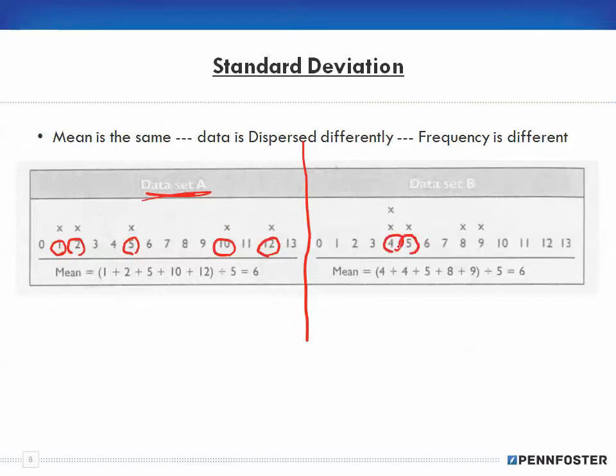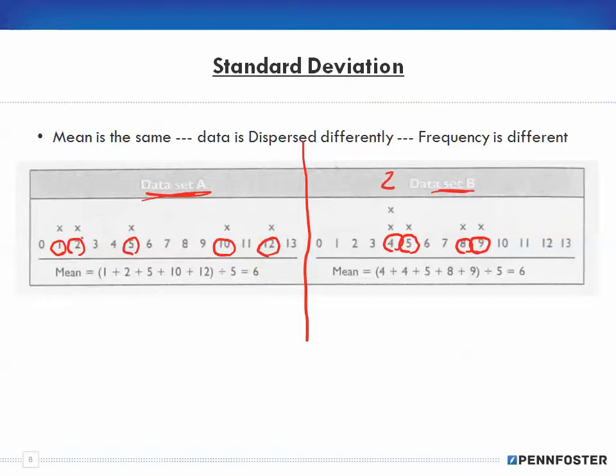you can see that the only numbers that were pulled out were a 4, a 5, an 8, and a 9. Okay, and in this case, for data set B, the 4 was pulled out twice, the 5 was pulled out once, the 8 was pulled out once, and the 9 was pulled out once. Those are the frequencies.